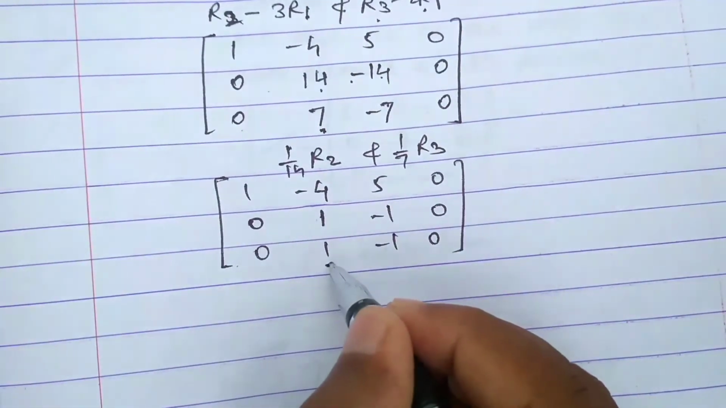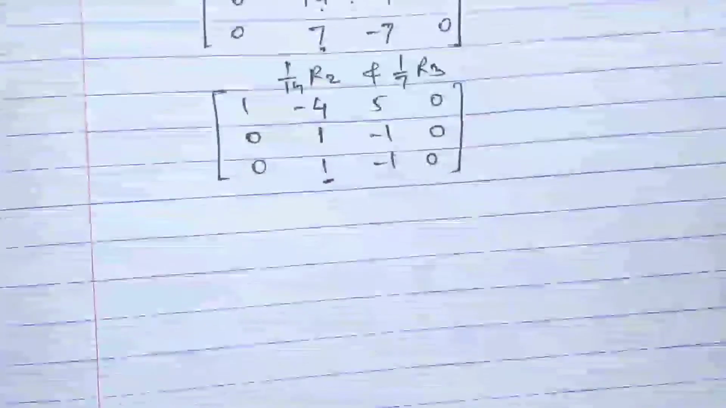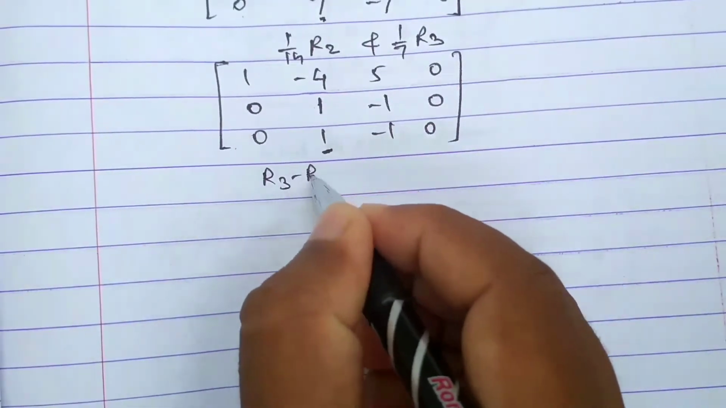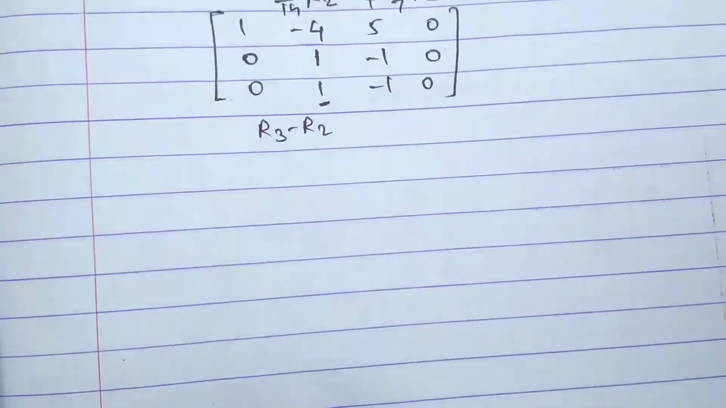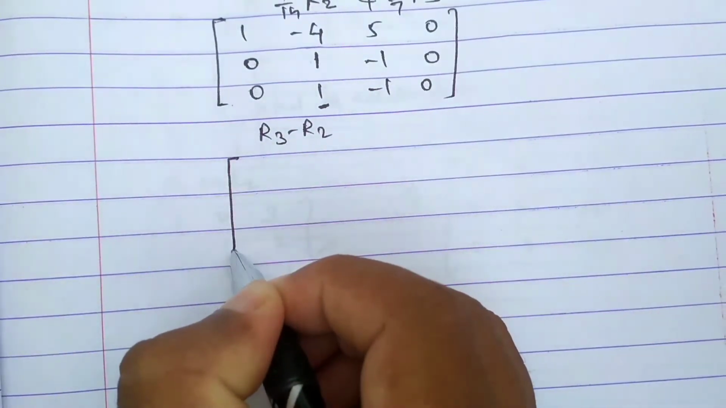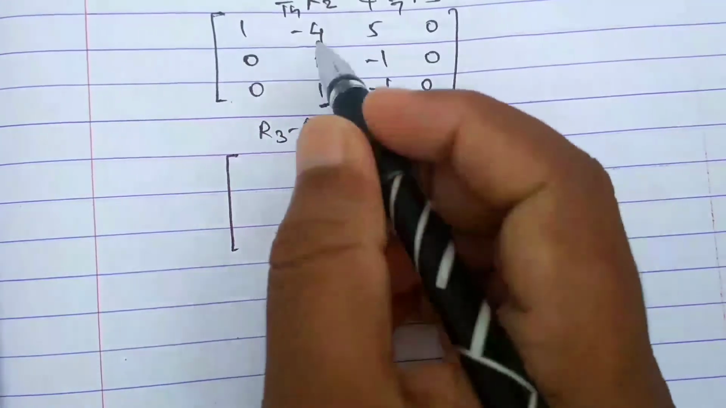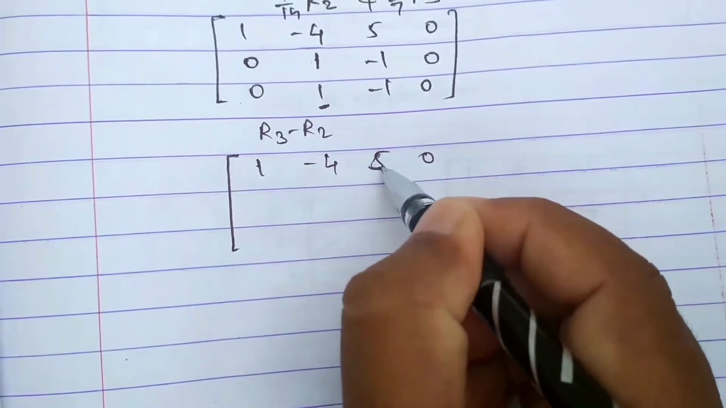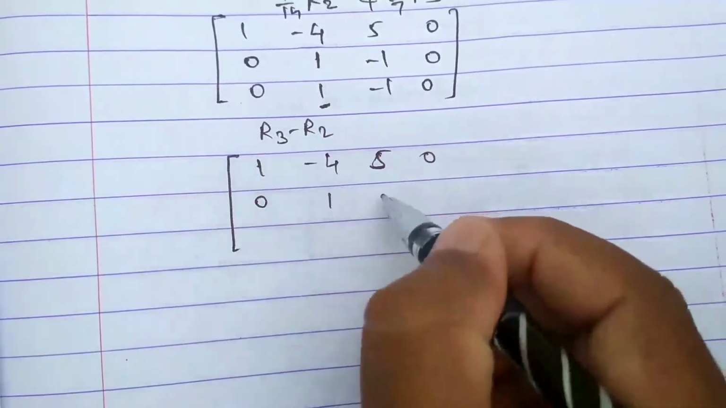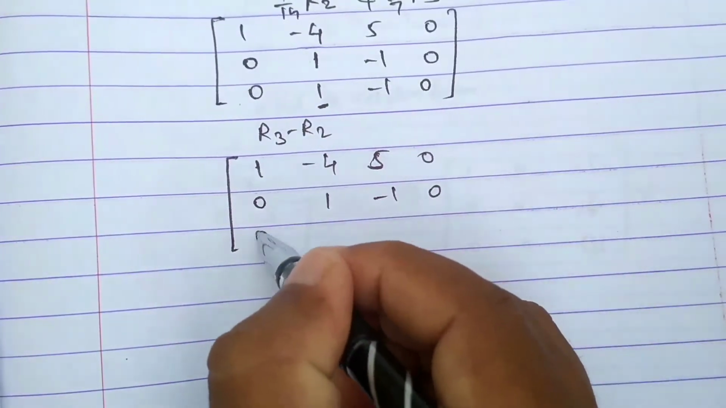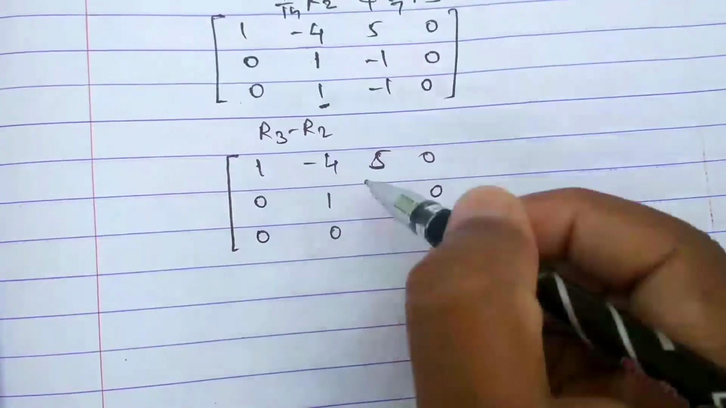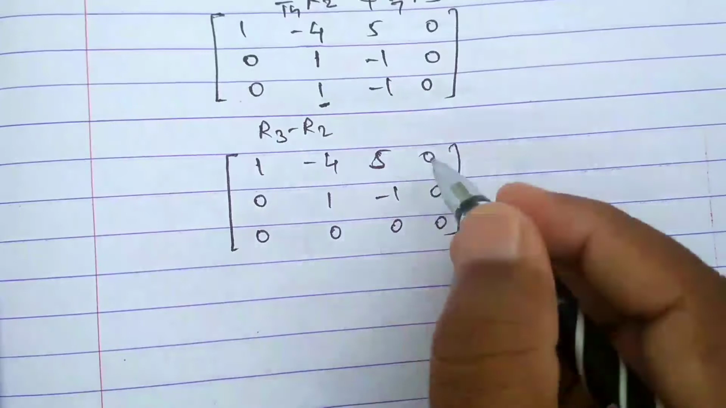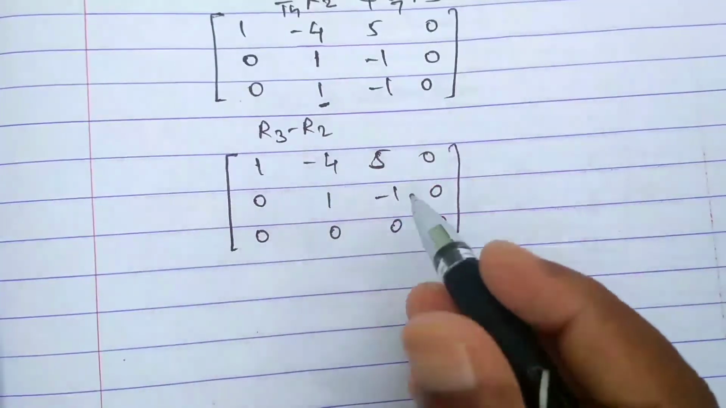Now we have to make it 0 here, so by using R2. So the transformation is R3 minus R2. So we will get the first row as 1 minus 4, 5, 0. Second row 0, 1, minus 1, 0. Third row 0, 1 minus 1 is 0, minus 1 minus minus 1 is 0, and 0. Now this matrix is in echelon form.